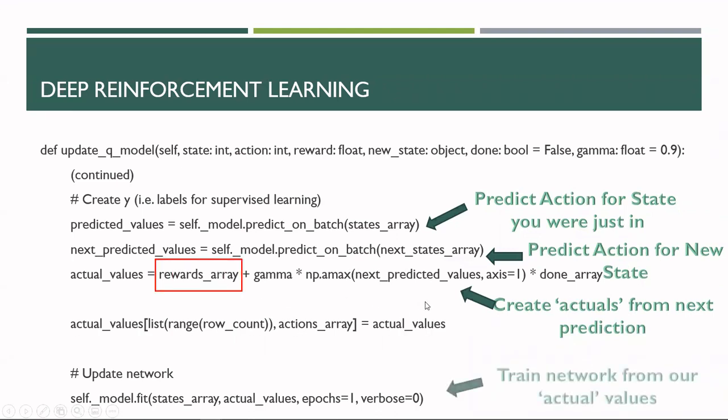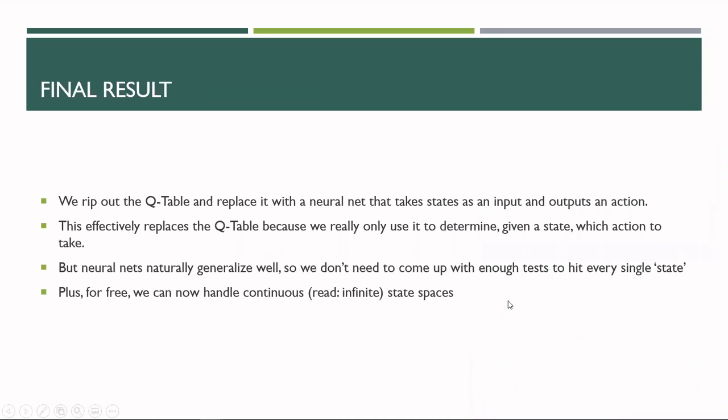There's the rewards. And then we tell the network to train itself. We say, okay, now given that we have the previous state arrays, that's the inputs, and the actual values, which is the reward adjusted outputs, predictions for the next state, use that and train yourself. And over time, it magically works. I don't know what else to say. It does work. So essentially what we're doing is we're ripping out the Q table and we're replacing it with a neural network that takes the states as an input and outputs an action.